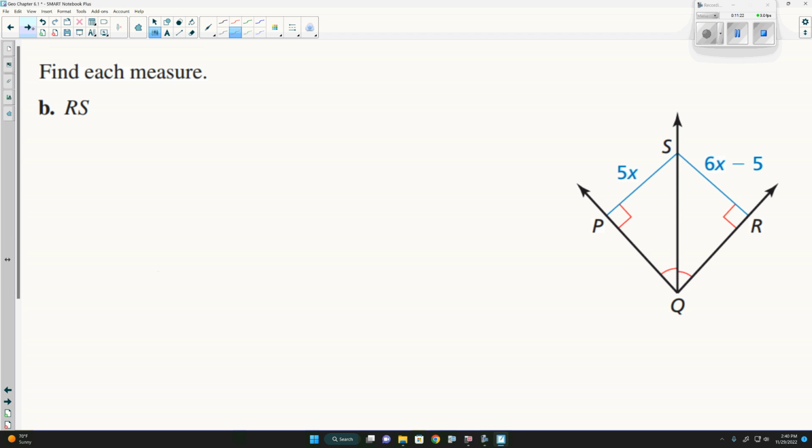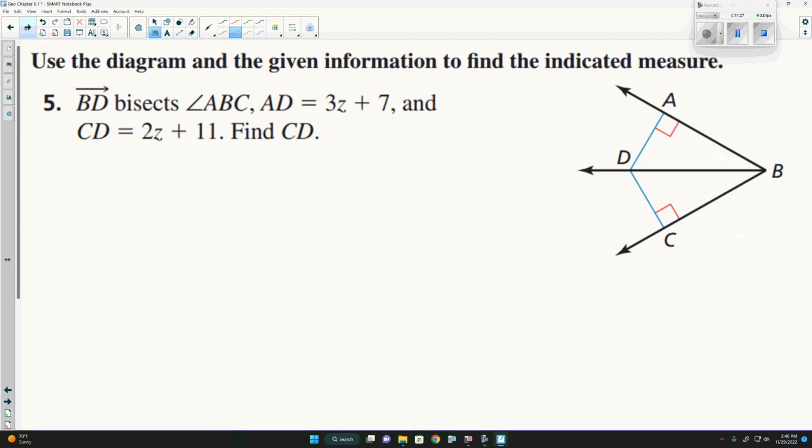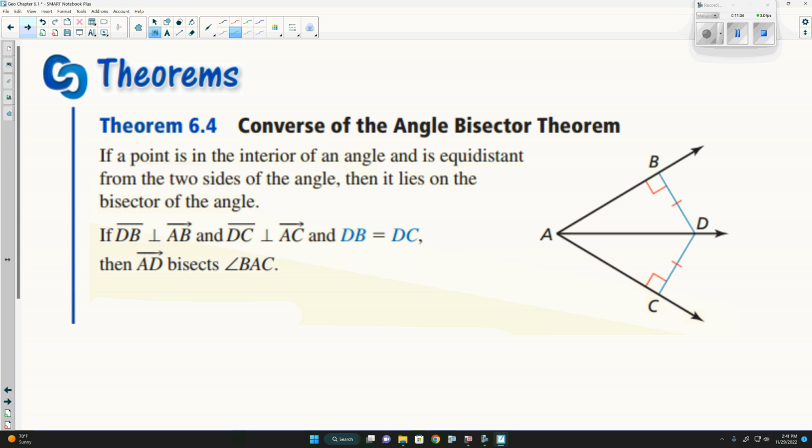Any questions on this here? If we feel comfortable with these, we'll move on. Converse of the angle bisector theorem. If a point is in the interior of an angle, so point D, and is equidistant from the two sides, then it lies on the angle bisector, which means these two angles would be congruent.